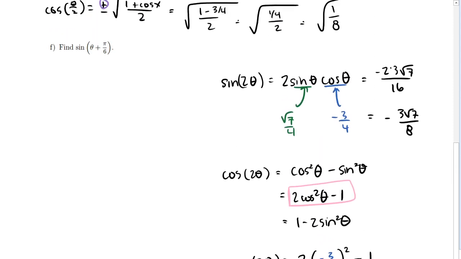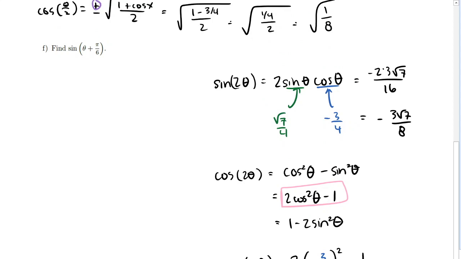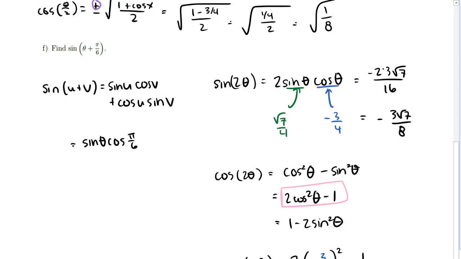And so the last thing we want to do is evaluate sine of theta plus pi over 6. And this requires using the angle addition identity. Sine of u plus v is equal to sine of u cosine of v plus cosine of u sine of v. And so in this case, we have sine of theta times cosine of pi over 6 plus cosine of theta times sine of pi over 6.